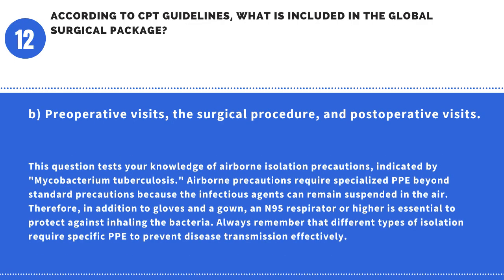Answer. B. Preoperative visits, the surgical procedure, and postoperative visits. This question asks about the components of the CPT Global Surgical Package, which bundles together various services related to a surgical procedure. The global package typically includes the surgery itself, necessary preoperative services within a defined period before the surgery, and routine postoperative care for a specific period following the surgery. This bundling simplifies billing and payment for surgical episodes. The global surgical package covers the complete episode of care surrounding the surgery, not just the procedure itself.